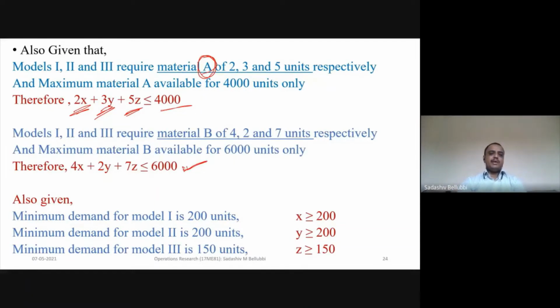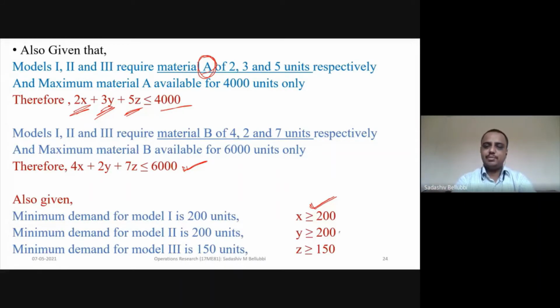Also, they have given the minimum demand for models 1, 2, and 3. So for model 1, they have given 200. So what do you mean by minimum demand? Minimum demand in the sense, I need a minimum of 200 units or 200 rupees. It means that the sign should be greater than or equal to. So be careful. Minimum demand in the sense, it should be minimum 200 or more than that.